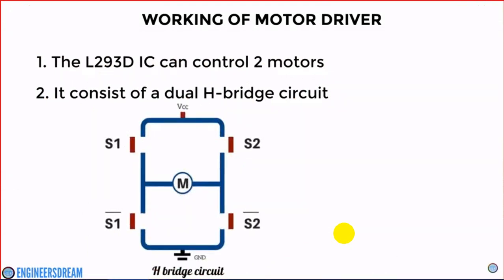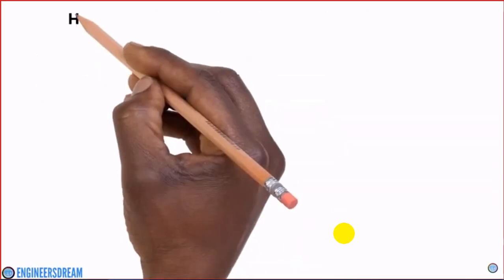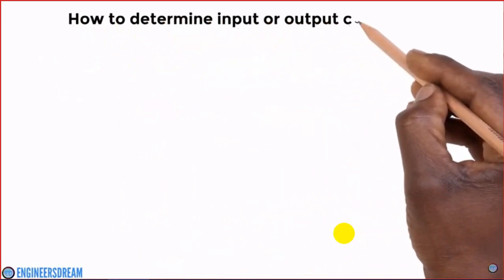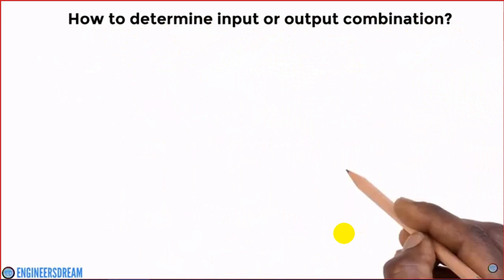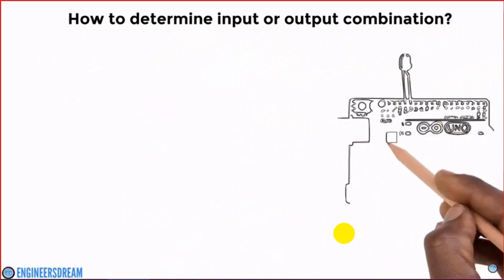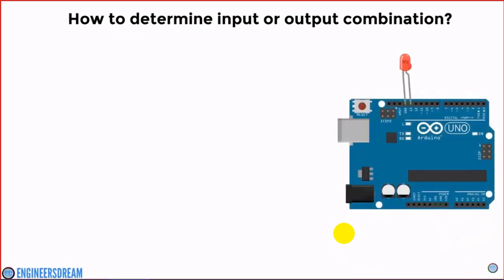Now, before I start explaining to you the working of the motor driver, let me explain a very simple concept. So, suppose you want to determine the number of input or output combinations according to the devices you have, then there is a very simple formula for that. For example, in the first section, we have written a program to blink the LED. Now, since we had only one LED, there are two outputs possible. First, your LED will be high. Second, your LED will be low.